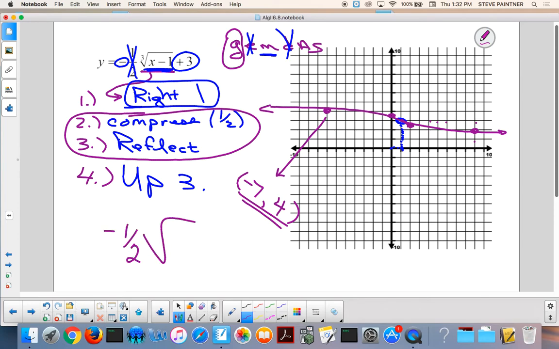-1/2 times the cubed root of -7 minus 1 plus 3. Hopefully that gives you y. Y is 4.